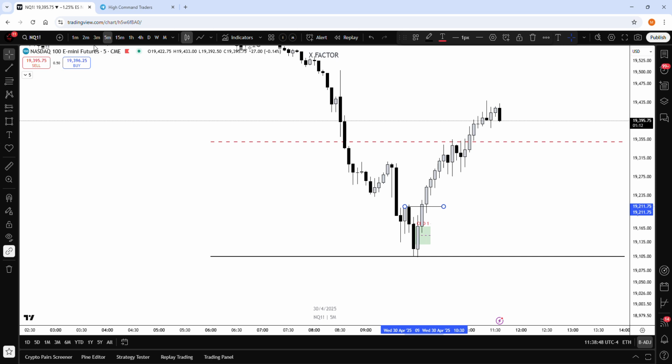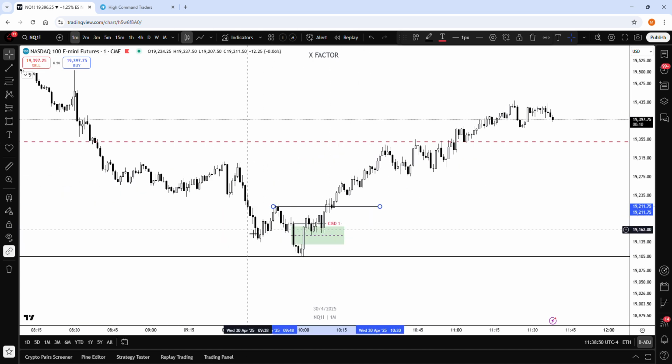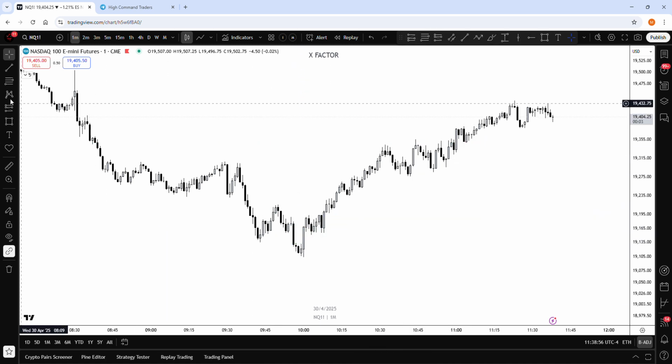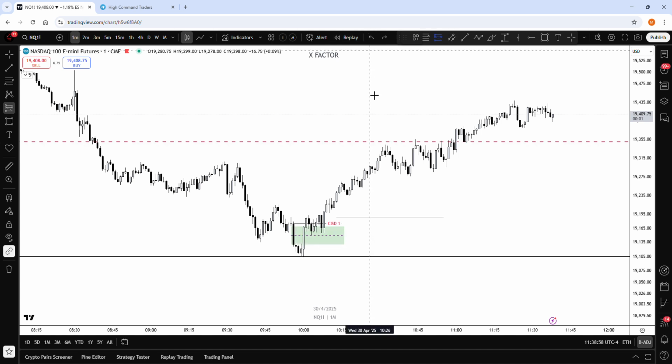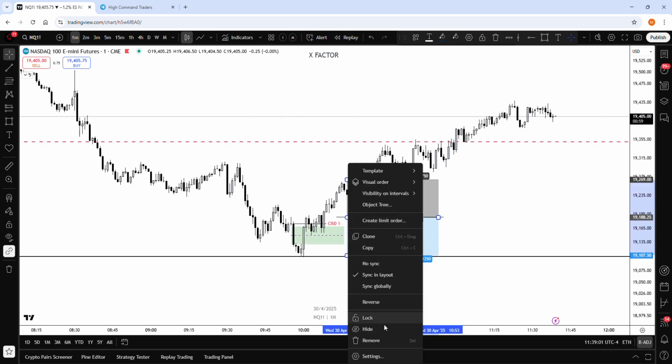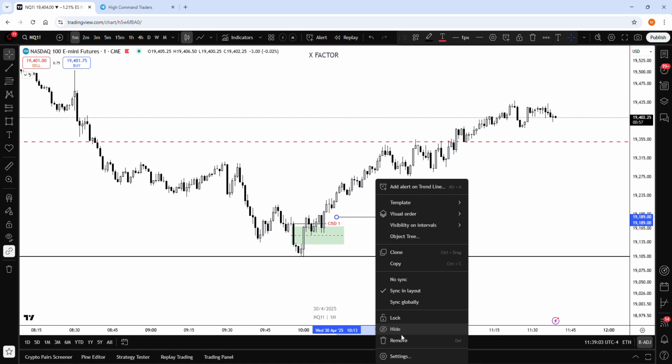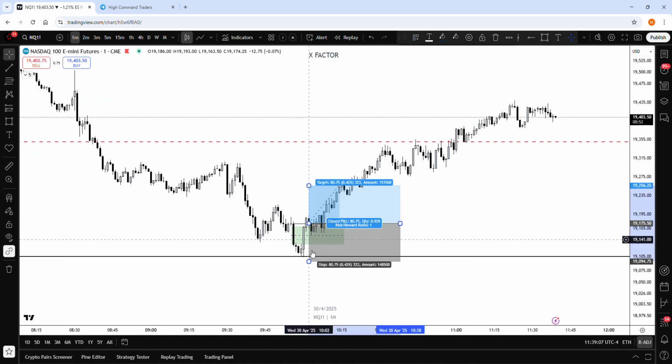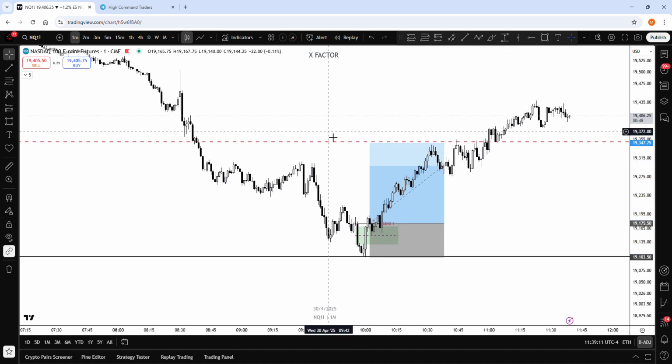But I like to get in quick. I like to get in early. So I came in, purge, inverted fair value gap, and right as this retested, I was in here, stops on the lows, targets are 50% of the overall range.